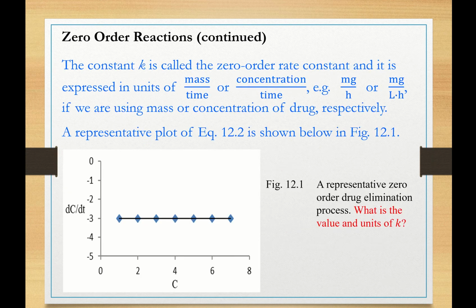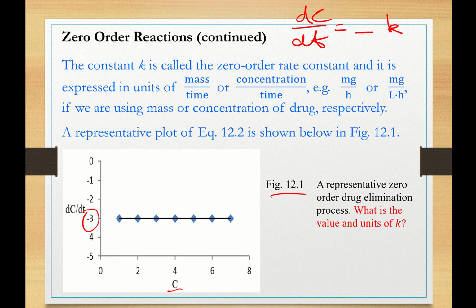Now let us take a look at figure 12.1. So obviously here we have the rate law, dC/dt is equal to k, and we have a plus or minus sign here, right? Now here, dC/dt is my y-axis, and it is plotted as a function of concentration. And what you see here is that regardless of the drug concentration, the rate of change of the drug with respect to time, or the rate of reaction, is constant and is equal to -3. So therefore here I have an elimination process or a decaying process. So here I definitely have a negative value.